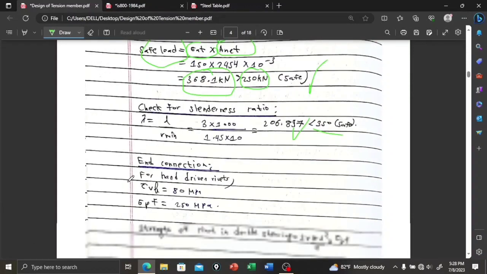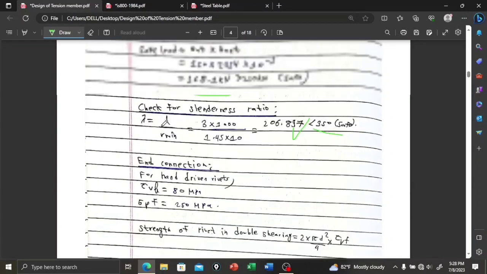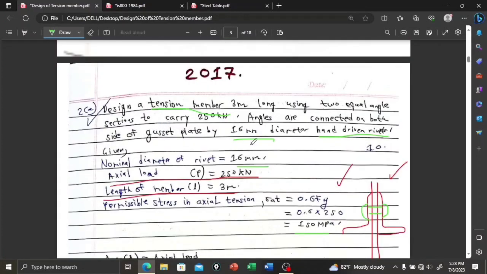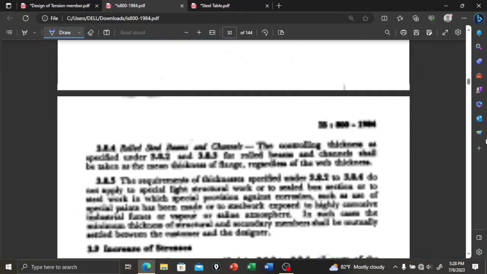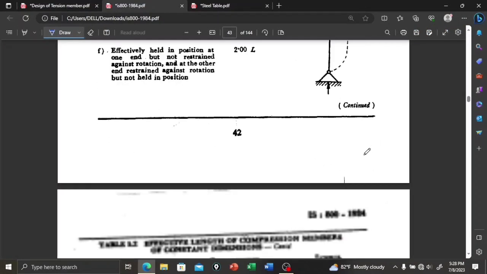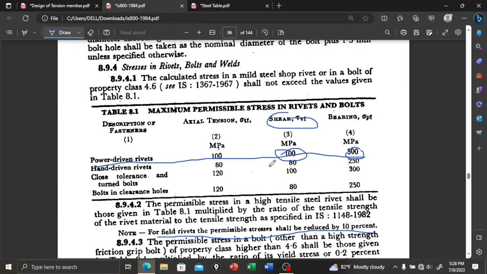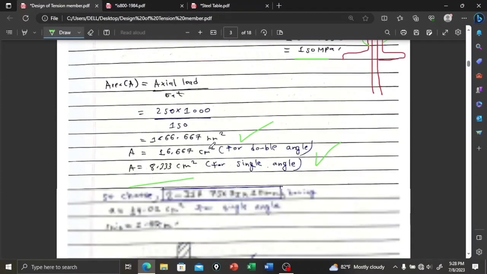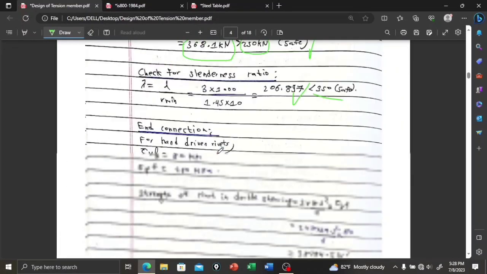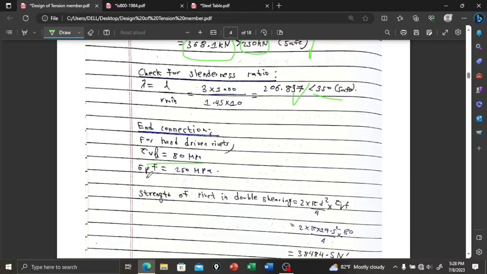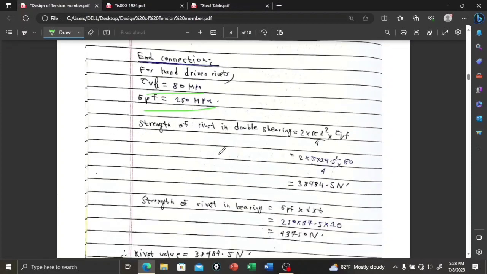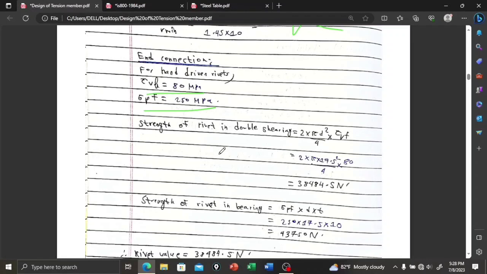And in connection, this is a hand driven rivet, on page number 95. For hand driven rivet, tau is 80 and sigma is 250. Now the strength of rivet in double shearing.